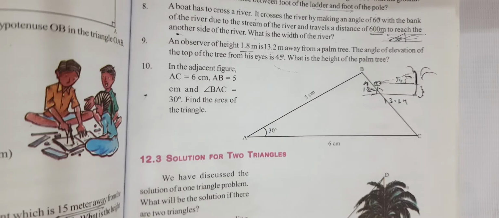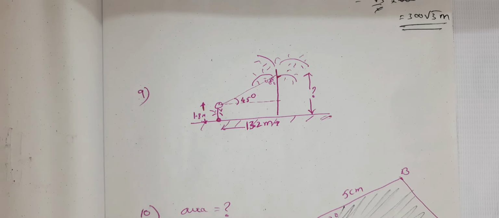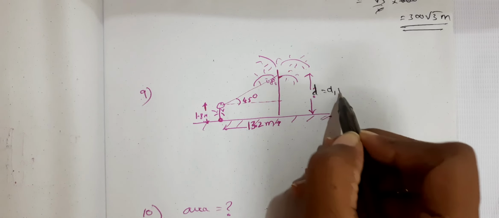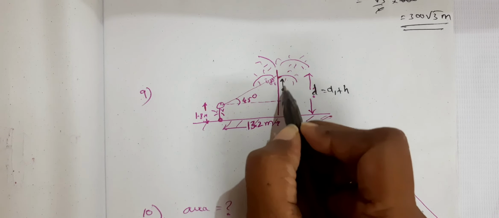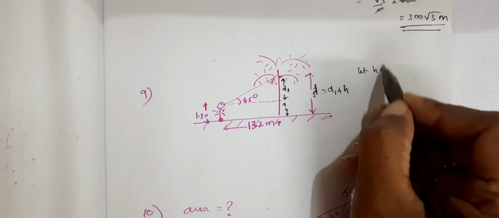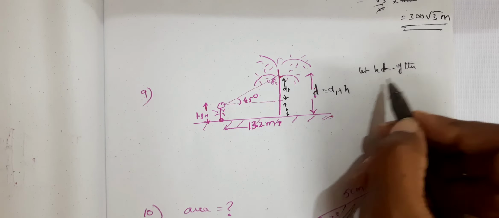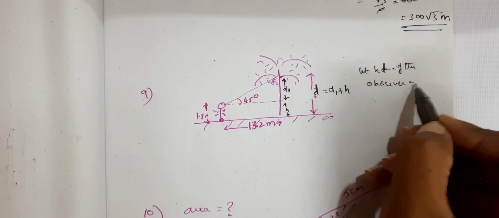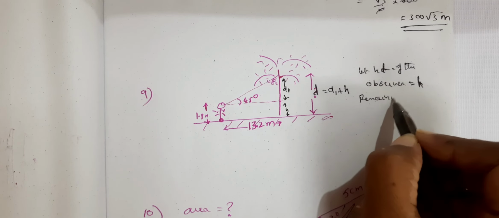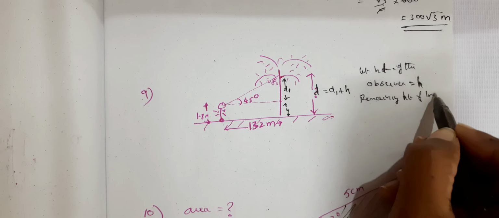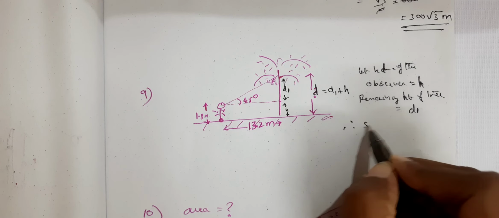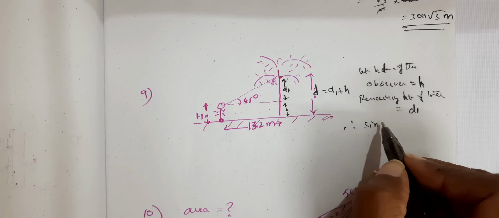Let us see how to do it. Right. So now let's divide this as d is equal to d1 plus h. This one I'll call d1. Height of the man is h. Let height of the observer be equal to h. Remaining height of the tree is equal to d1. Therefore, sine 45. Is it sine 45?